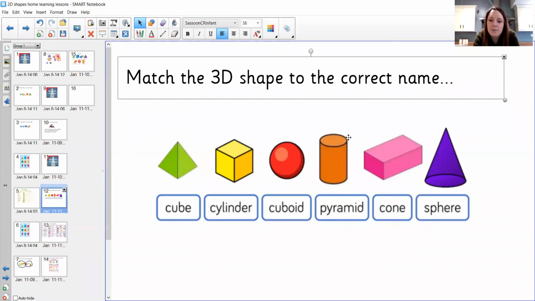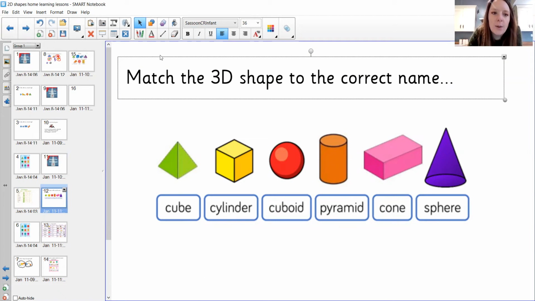So here are some pictures of some 3D shapes, but the names are in the wrong place. I have the word cube here, and that's definitely not a cube. I've got the word cylinder here, cuboid, pyramid, cone and sphere. So I want you to use your magical finger on the screen to move the words and match them with the picture. So here I've got the word cube. Where will my finger go to match a cube? Which one of these shapes is a cube? Can you use your magical finger to join them up?